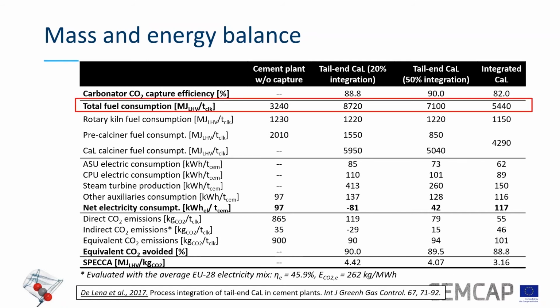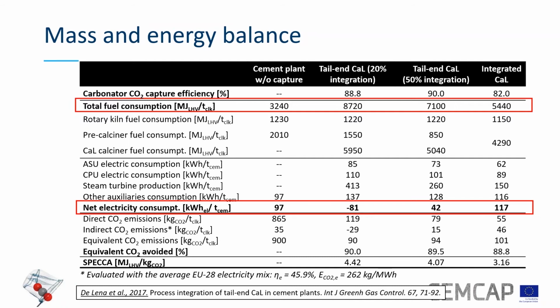So the first point is that the total fuel consumption in all of the calcium looping systems is much higher than in the reference cement plant, especially for the tail end cases because of the double calcination issue. In the integrated case, fuel consumption is much lower than in the tail end cases, but still pretty high compared to the reference cement kiln. Thanks to the power generation caused by the high fuel consumption, you can produce electricity. So you see here the net electricity consumption, which remains close to the electricity consumption of the reference cement kiln, while it becomes negative for the tail end case with low integration level. This means that the steam cycle produces more power than needed by the auxiliary systems.